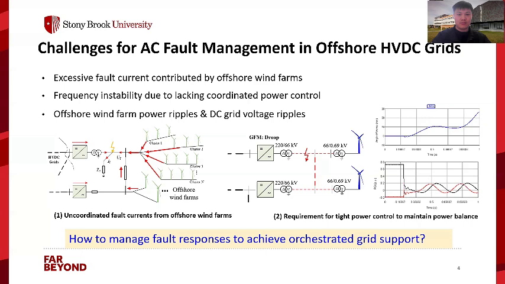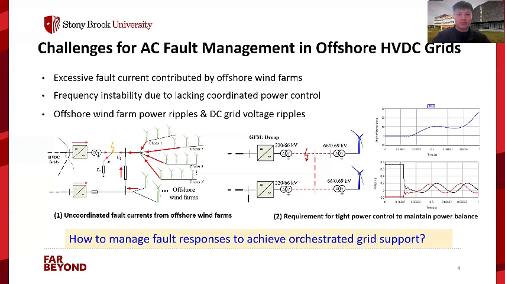As shown in Figure 2, the angle difference between the HVDC inverter and offshore wind farms increases monotonically, causing a loss of frequency stability. Therefore, frequency instability will occur due to the lack of coordinated power control between HVDC inverters and offshore wind farms. Third, offshore wind farms will generate power ripples and asymmetric faults.